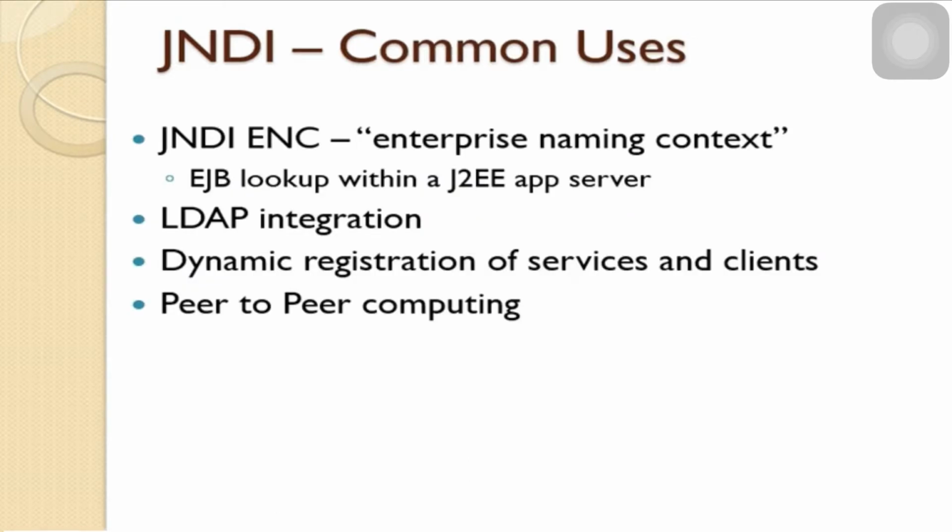Common uses: JNDI ENC, the enterprise naming context, so EJB lookup within a J2EE app server; LDAP integration, dynamic registry of a service and a client, peer-to-peer computing. So we can see these application scenarios where you can use JNDI.